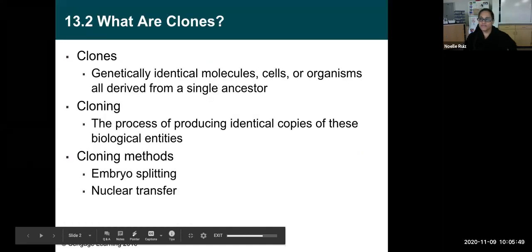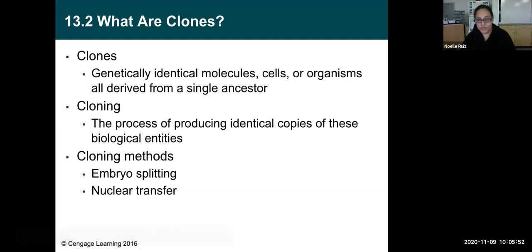Clones. Everybody's heard the word clones. If you're a Star Wars fan, you know what clones are. They are genetically identical molecules, cells, or organisms, all derived from a single ancestor. And the process of producing identical copies of these biological entities is called cloning. And there are a couple of different cloning methods, embryo splitting and nuclear transfer.